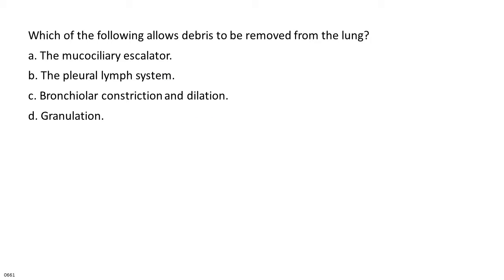Which of the following allows debris to be removed from the lung? A. The mucociliary escalator. B. The pleural lymph system. C. Bronchiolar constriction and dilation. D. Granulation.